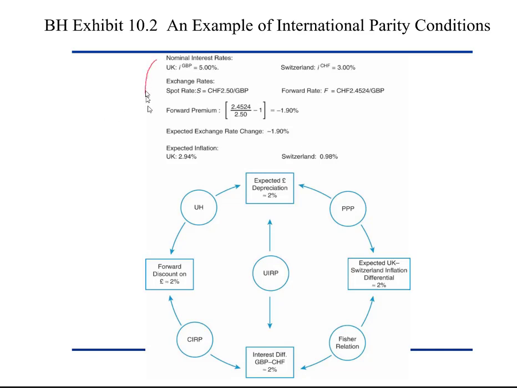So these numbers are given first. Nominal exchange rate, pound interest rate is 5%, Switzerland interest rate is 3%. Exchange rate, today's exchange rate is CHF Swiss franc 2.5 per 1 pound. Forward rate, this number per 1 pound. And forward premium is given, minus 1.90%. Expected exchange rate change is minus 1.90%. And expected inflation is this. We're going to try to understand what this means in the next slide, and we're going to interpret the result into this thing we have here.